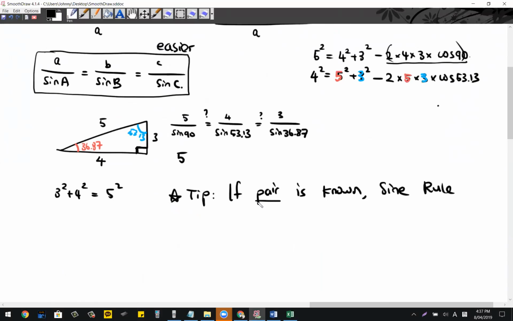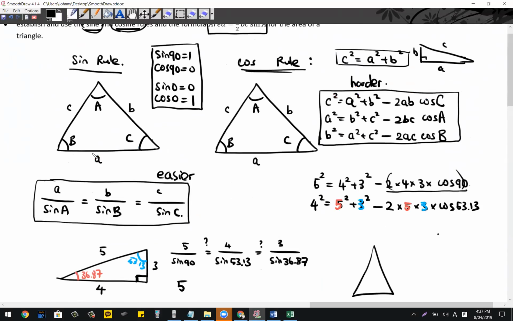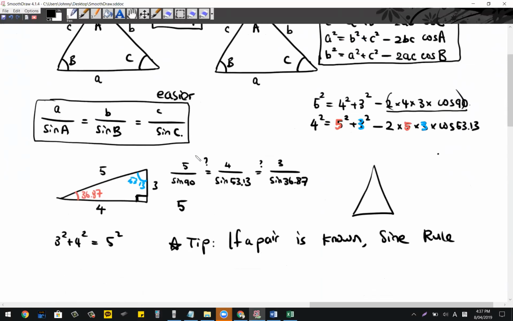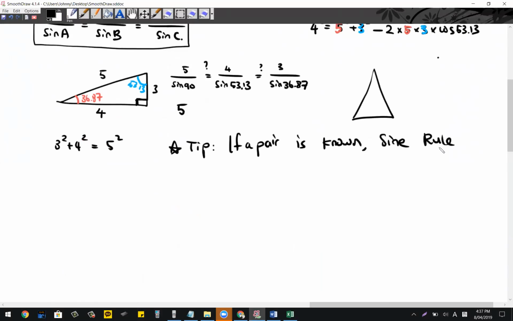What does it mean by pair? Like big A and little a, and big B and little b. So you have three pairs. This is a pair and that's a pair, okay? So if a pair is known, use sine rule. If not, then you have to use cosine rule.